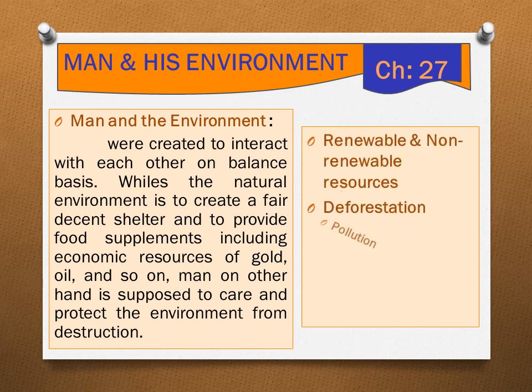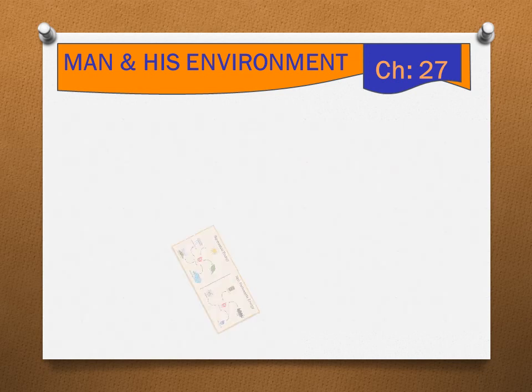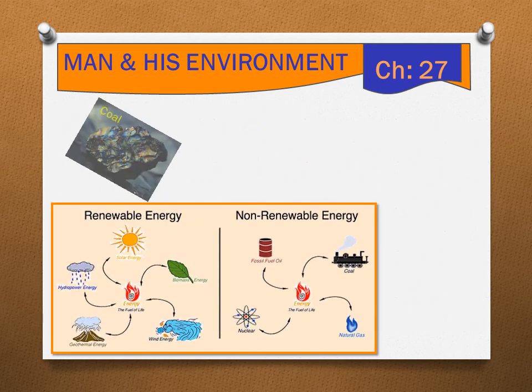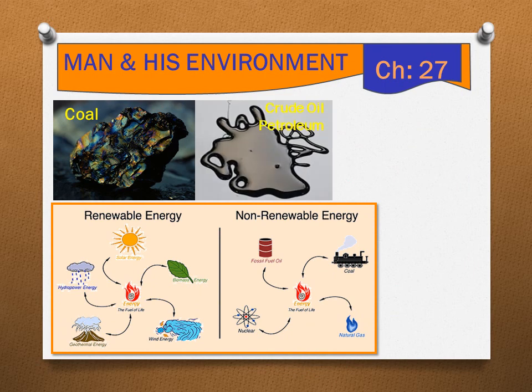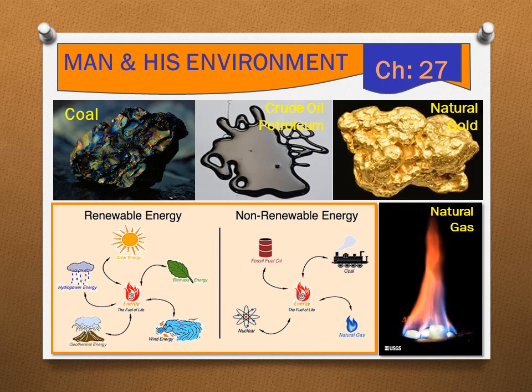In this chapter, we also study renewable and non-renewable resources, deforestation, different types of pollution, greenhouse effect, acid rain and ozone depletion. In this diagram, you can see some renewable and non-renewable energy resources.